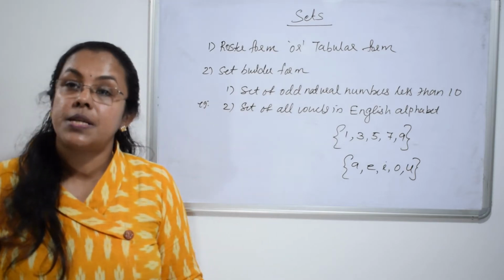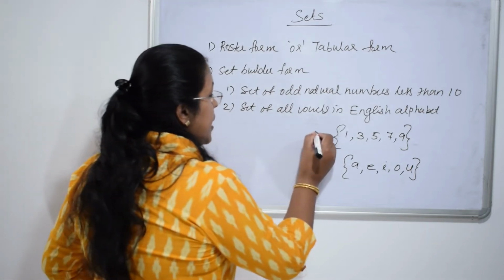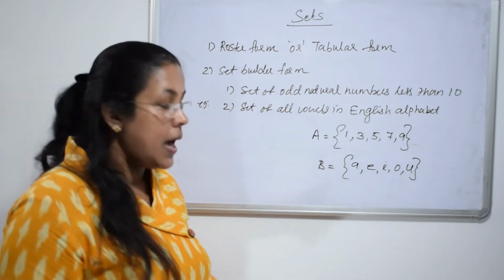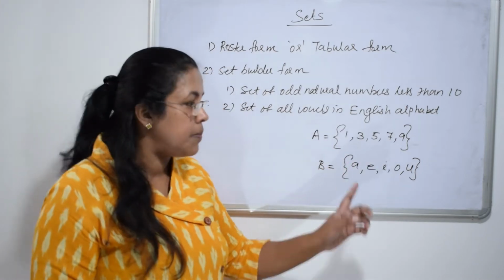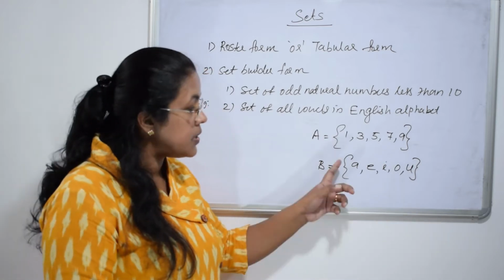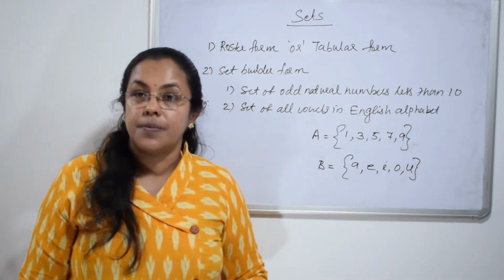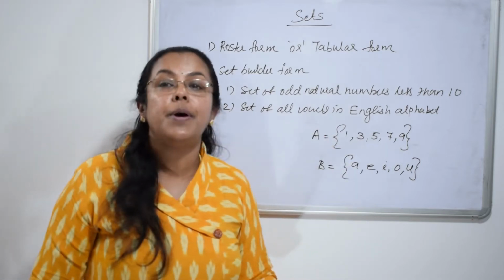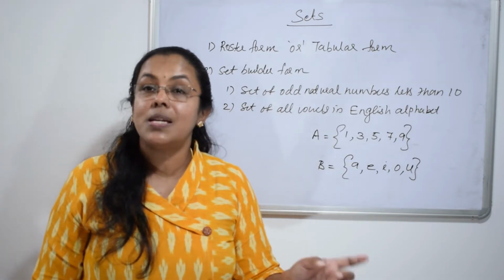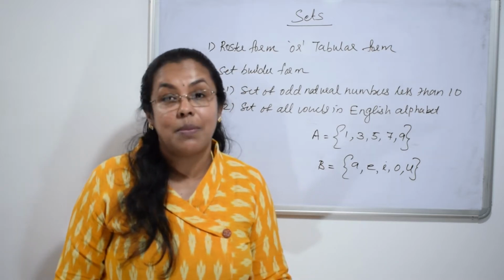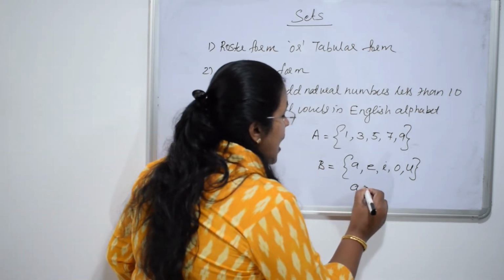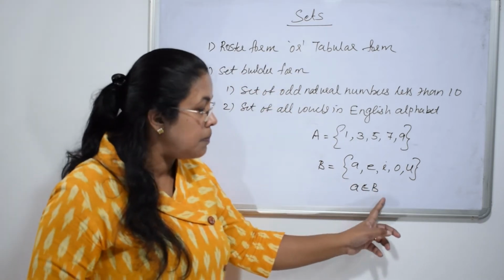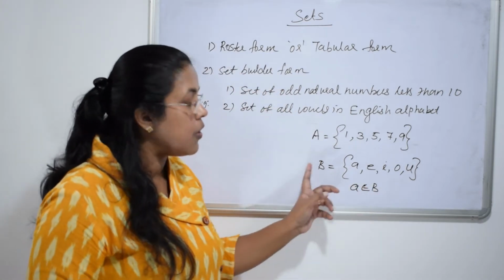A set is usually represented by capital letters, so we can name them capital A and capital B. Elements of the set are usually represented by small letters, so we write small a, e, i, o, u here. Element means member of a set. So how can we represent it mathematically? a ∈ B means a is an element of B.